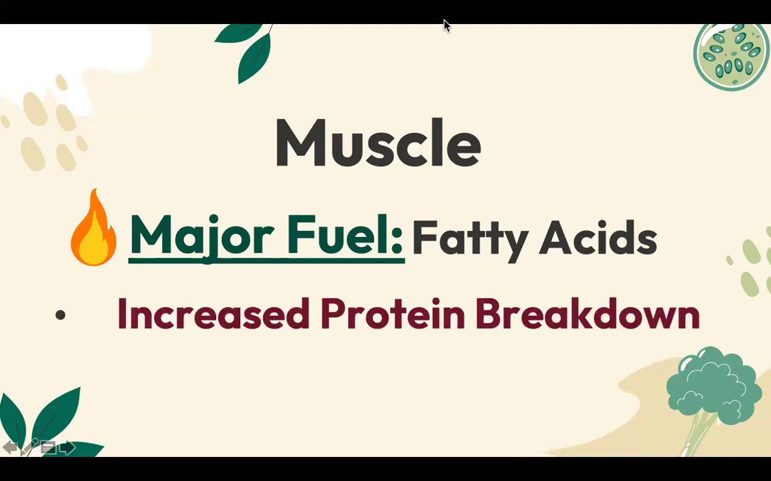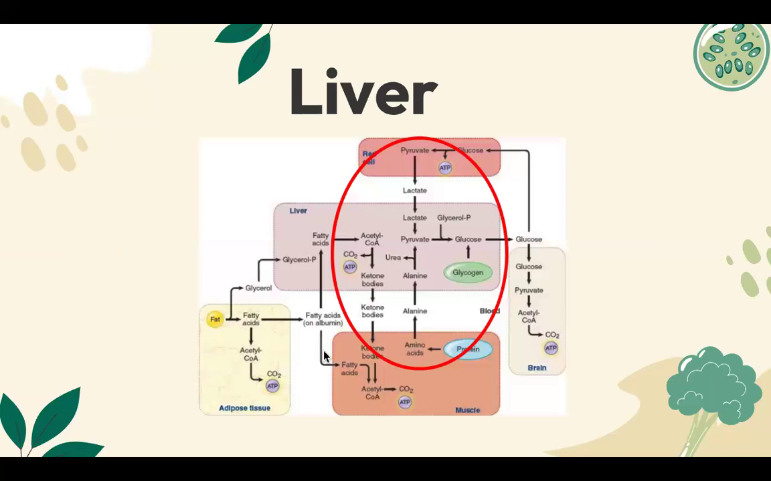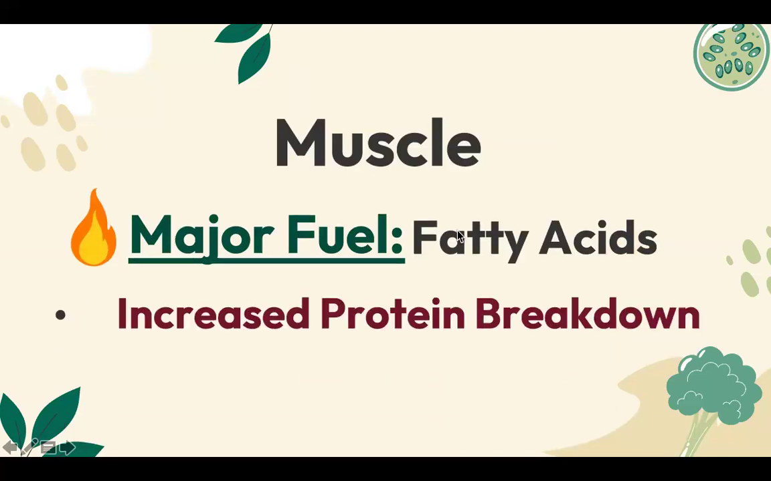What does the muscle do? It increases protein breakdown. So we know that protein breaking down forms amino acids. Why do we need these amino acids? We said before that the liver carries out gluconeogenesis, right? And where do we get the amino acids from for gluconeogenesis? We get them from the muscle. That means protein breakdown increases. This causes more amino acids to move into the liver and carry out gluconeogenesis.